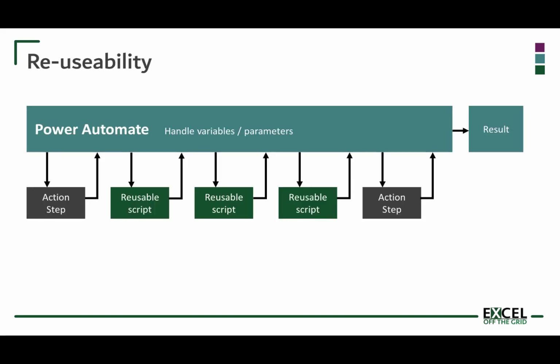So in doing this, what we do is that we use Power Automate to handle variables and parameters. And then using Power Automate, we can have action steps and reusable scripts that we can call over and over again. And eventually that leads us to our result. And our scripts should be reusable. Because if we have a script that all it does is return a value from a cell, well, we can use that on lots of automations. So let's look at how we can do that now.